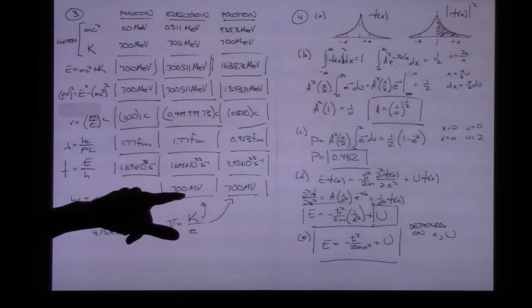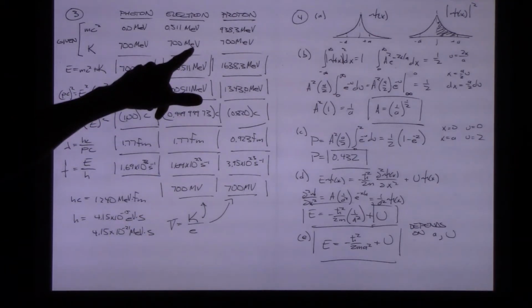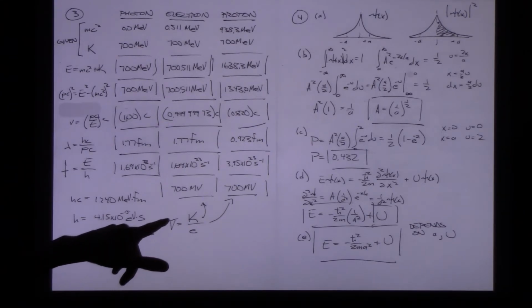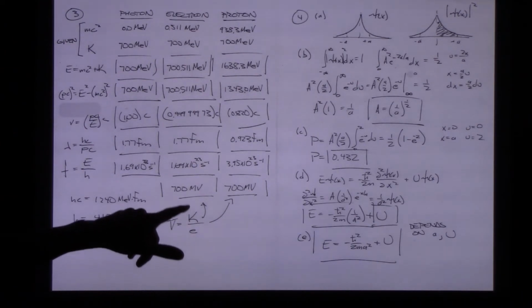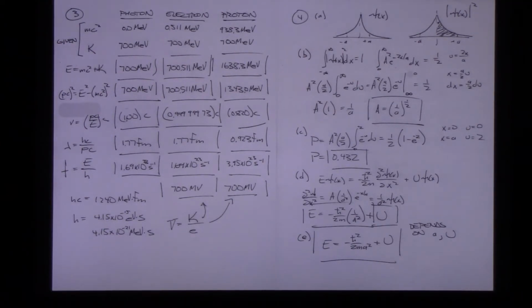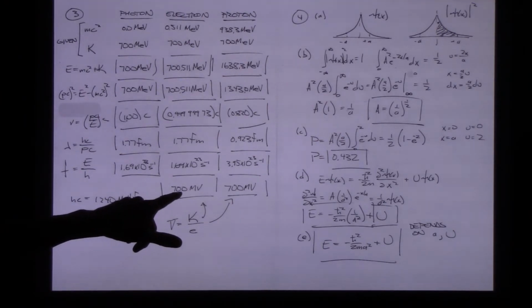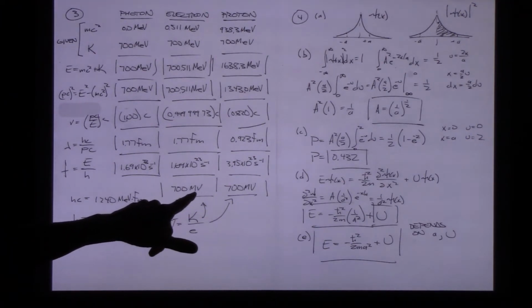Now, the voltage that we use is going to show up as kinetic energy. And since we're working in units of eV, all I have to do is drop the e. The voltage will be equal to the kinetic energy divided by the charge. And for the electron and proton, that charge is e. And so the voltage that we would use here is 700 million volts. It's going to be the same thing for the proton and the electron.